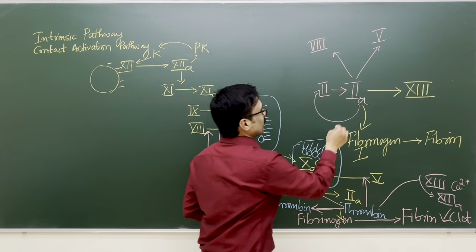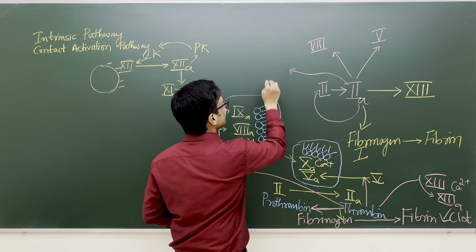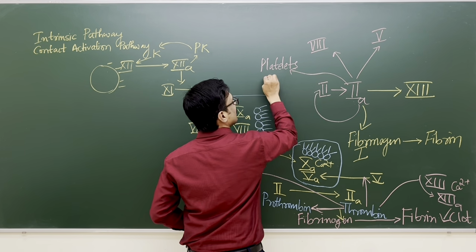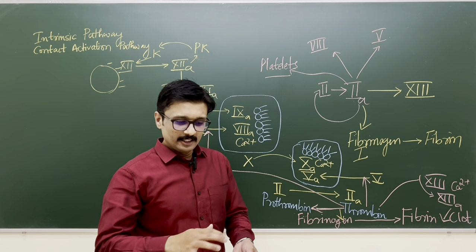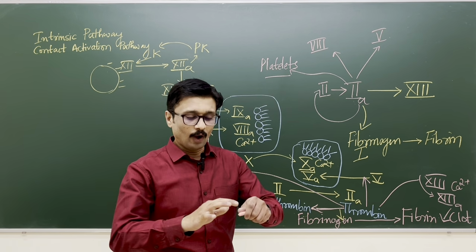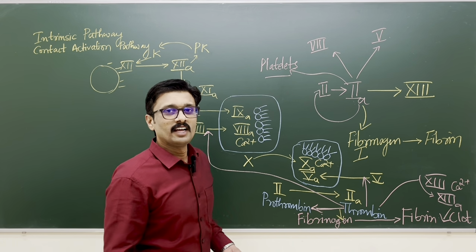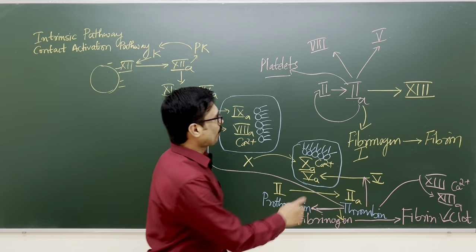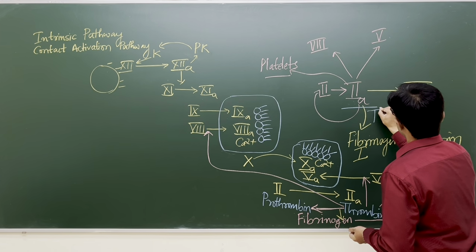And also this thrombin has a role in activation of platelets also. Once more and more platelets are activated, these platelets act as a surface on which the clotting factors can bind and get activated, amplifying the formation of clot. So thrombin has very important role. Thrombin, factor 2A is thrombin.